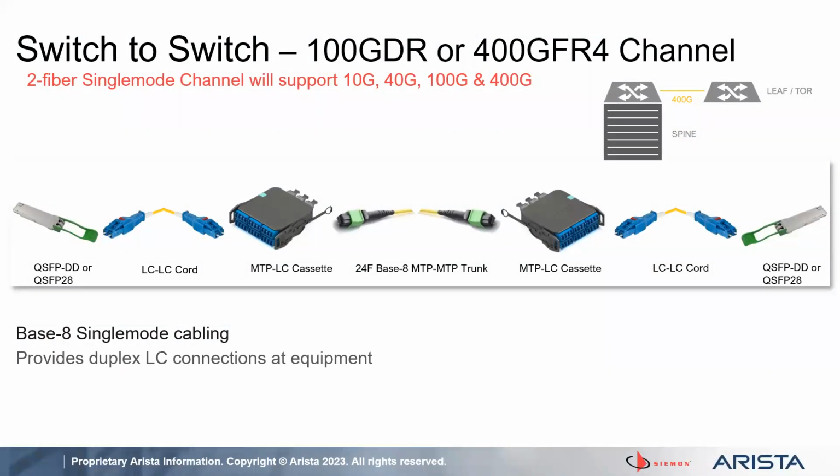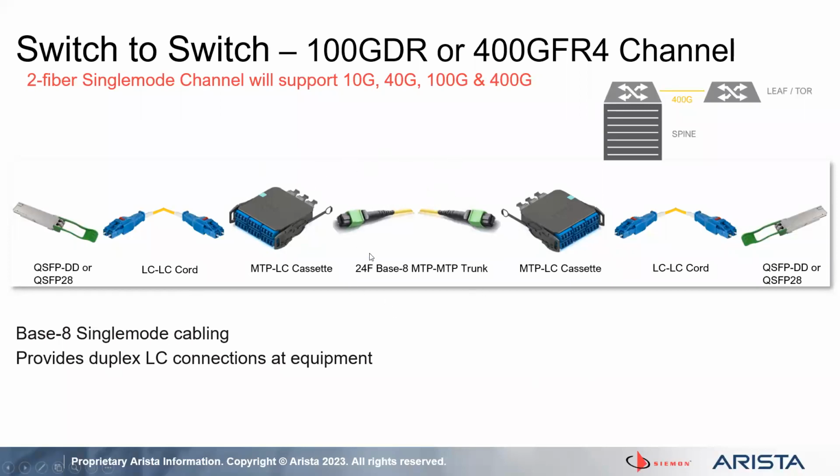So the first is looking at the application of switch to switch, and this could be either 100 gig DR or the 400 gig FR4. From a cabling standpoint, it looks the same. This is a 2-fiber single mode channel, and what I'm highlighting here is, again, a typical channel that we see.